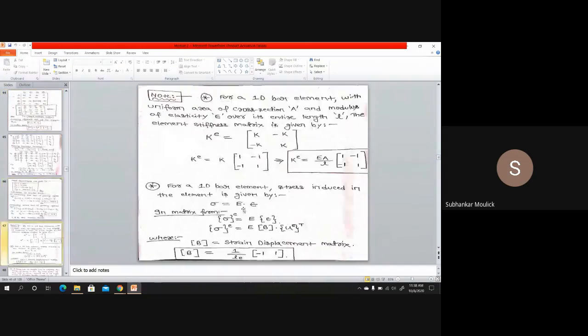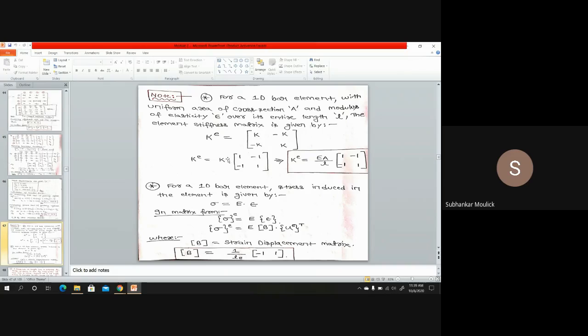And we also discussed that if a one dimensional bar element has some uniform cross sectional area A, is made up of a material whose modulus of elasticity is E, and has length L, then the stiffness matrix of that particular element is given by k minus k, minus k k. We can take this k out from the matrix. If you take this k out, the resulting matrix becomes k times the matrix 1 minus 1, minus 1 1.